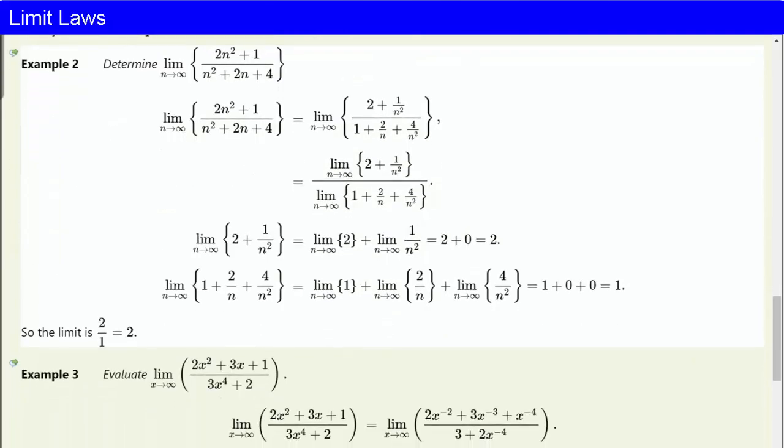Now we can use our trick of dividing numerator and denominator by something useful to determine more complicated limits.